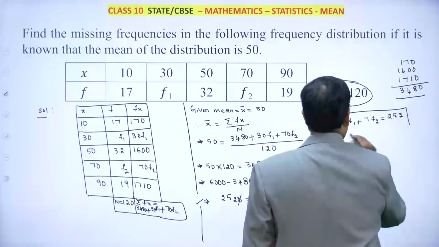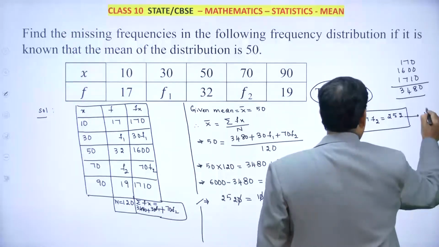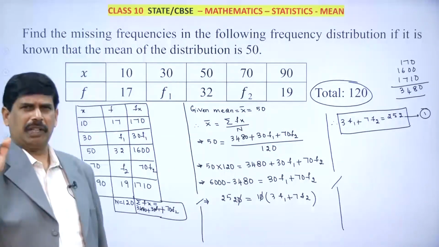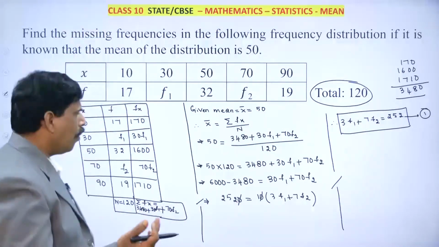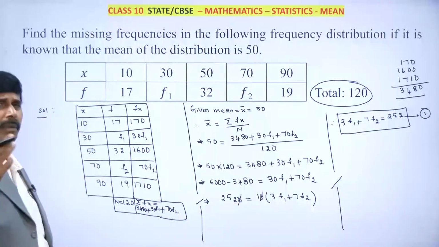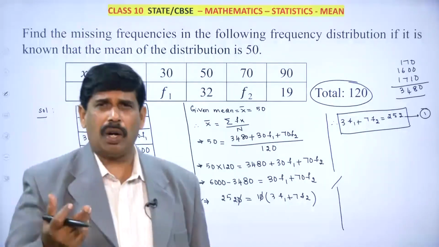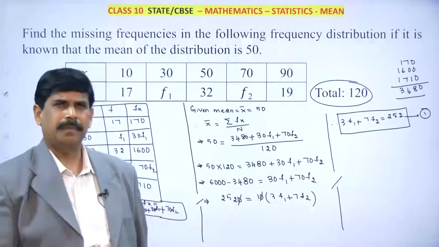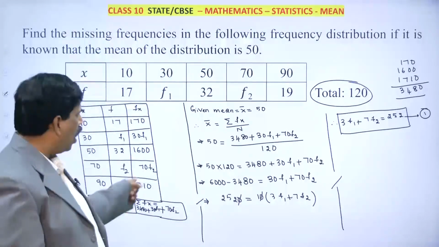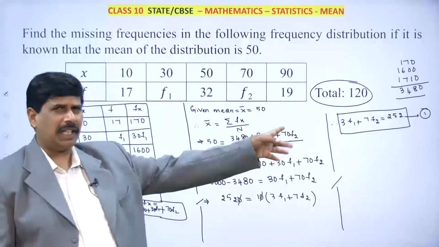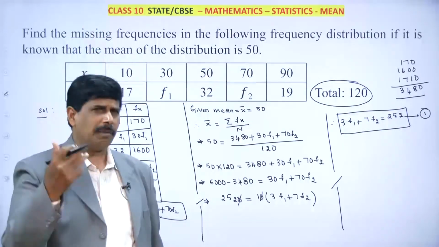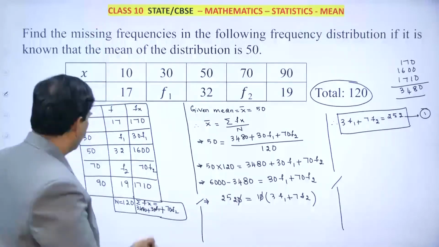Okay, this is equation 1, children. You take this as equation 1. We got the first equation. And now what is the second equation? Because we need one more condition. There are two unknowns here, f1 and f2. So we have got one equation representing f1 and f2. We need another equation. Can you guess what the other equation will be? Yes, we get it from here.